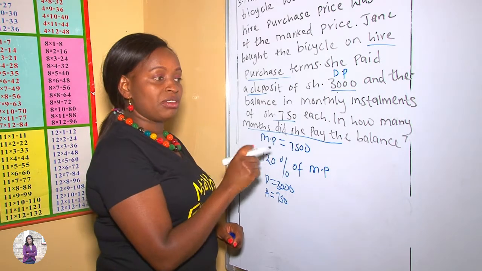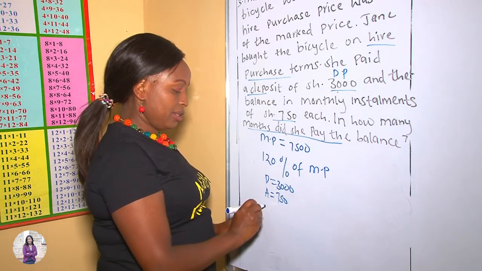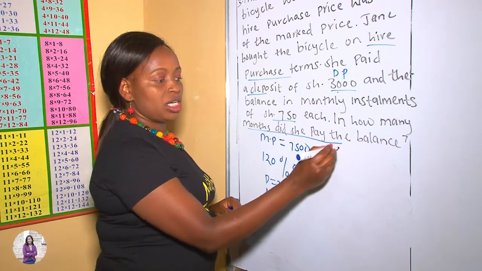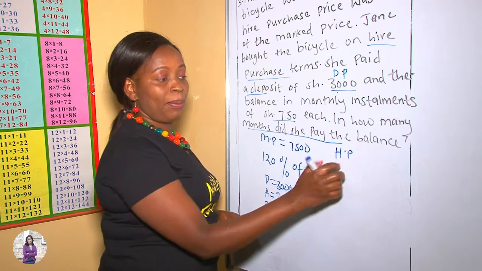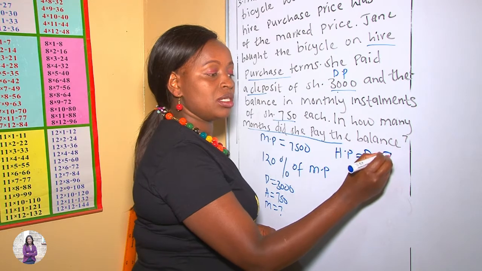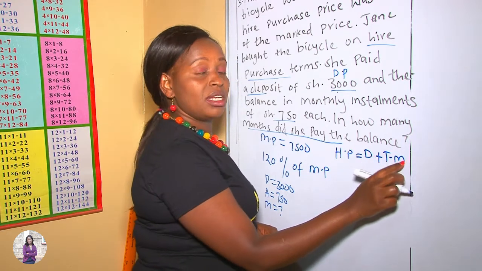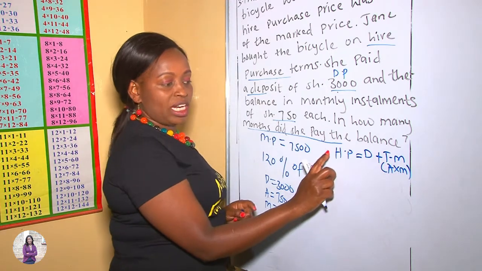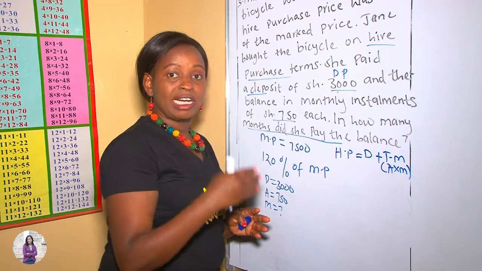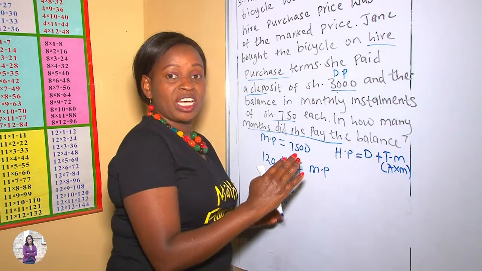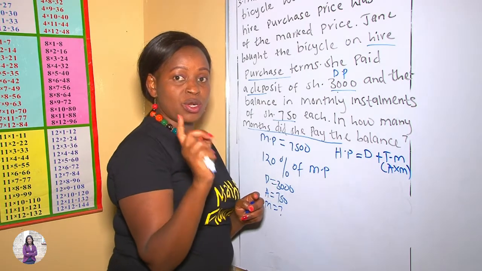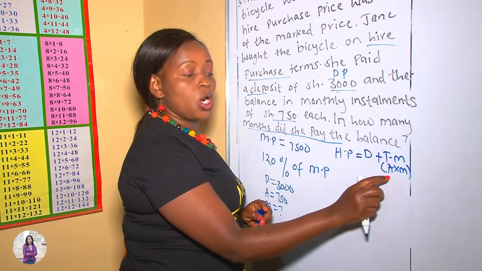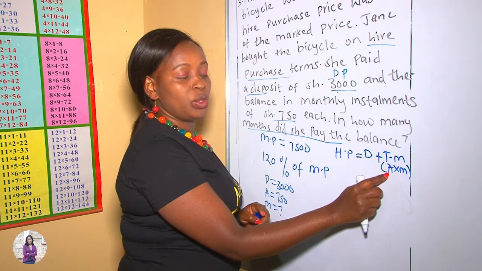So in this question, I'm being asked about the number of months. So we are looking for the months that she paid the balance. Meaning, we need to get the hire purchase to apply the formula. Because hire purchase is equal to deposit plus total monthly installments. And total monthly installments, how do we get it? We say amount times number of months. Therefore, we need to get whatever is missing here. In a question, you can't have two unknowns. So you need to know how to get out of the two unknowns and remain with only one unknown.